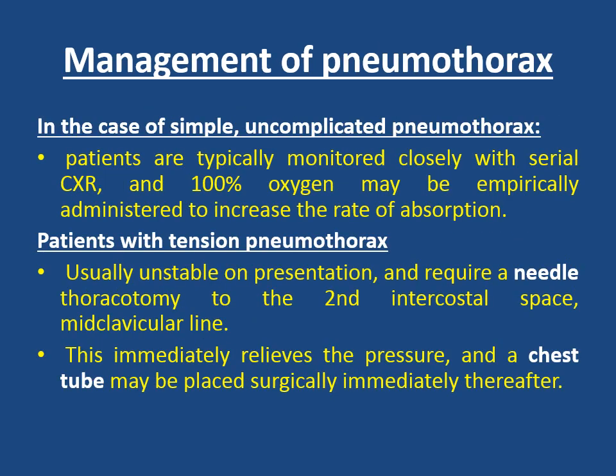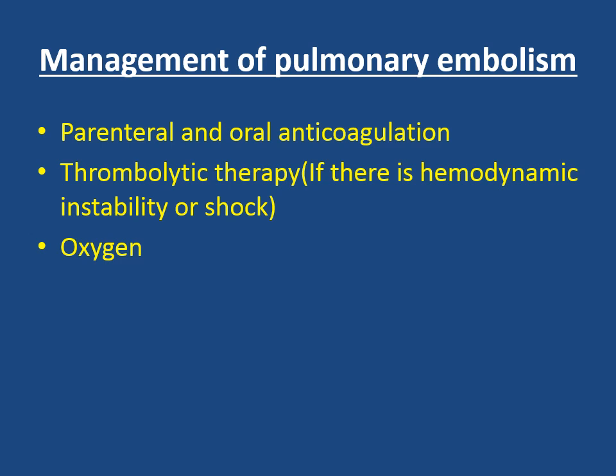How to manage a pneumothorax? In case of simple uncomplicated pneumothorax, patients are typically monitored closely with serial chest X-ray. 100% oxygen may be empirically administered to increase the rate of absorption. Patients with tension pneumothorax, usually unstable on presentation, require urgent needle thoracostomy in the second intercostal space, mid-clavicular line. This immediately relieves the pressure, and a chest tube may be placed surgically immediately thereafter. Management of pulmonary embolism includes parenteral and oral anticoagulation, thrombolytic therapy if there is evidence of hemodynamic instability or shock, and oxygen.